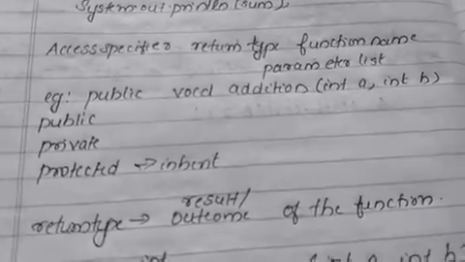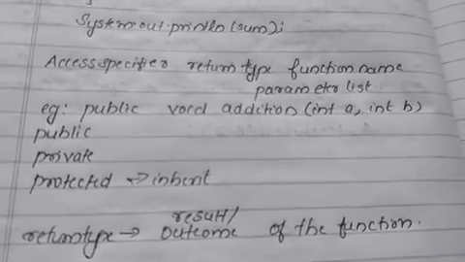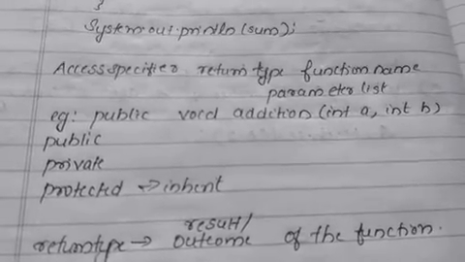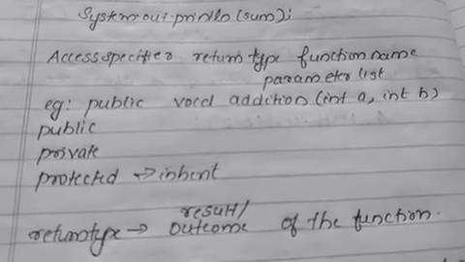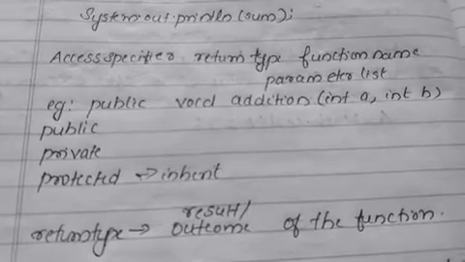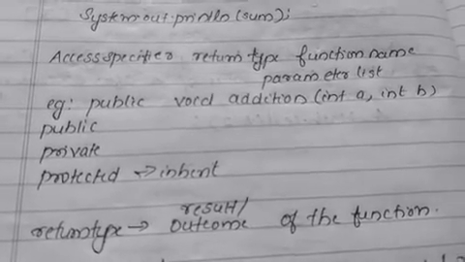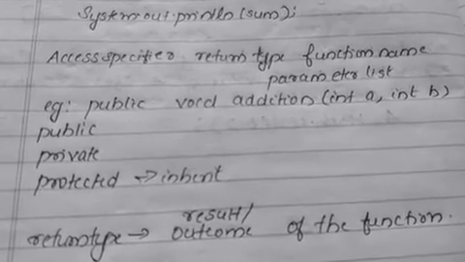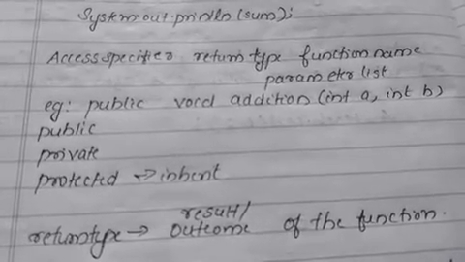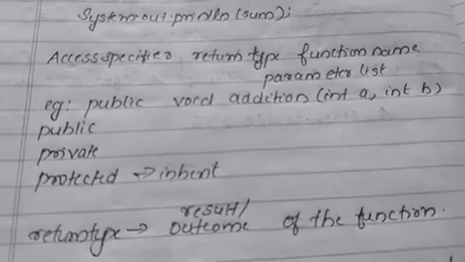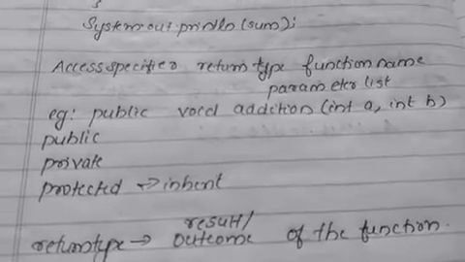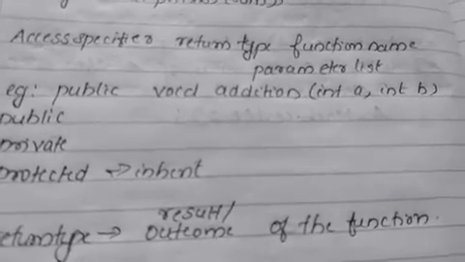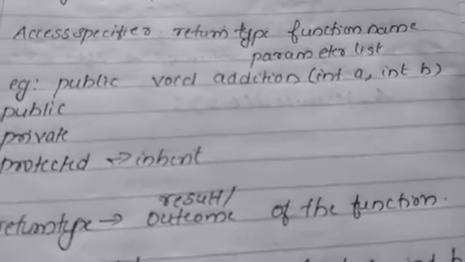Next one is function name. Here the function name is addition. Whatever rules we have followed for declaring a variable should be followed for declaring the function name also. When you are declaring the function name, don't give a space between the words, and don't use keywords and all those things.